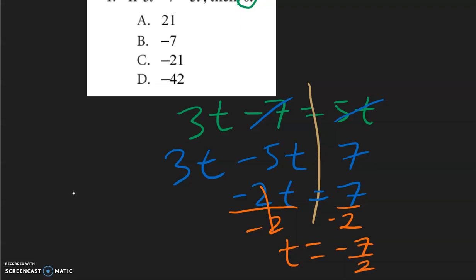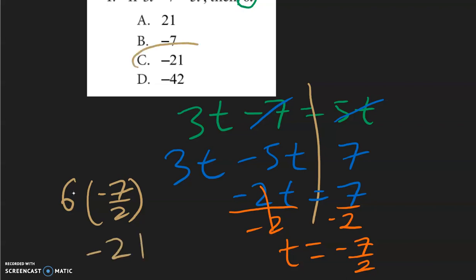And now to find 6 times t, we just need to do 6 times the value, which is negative 7 over 2. So we can multiply the top. 6 times negative 7 is negative 42. Divide by the bottom, so negative 42 divided by 2 is going to be negative 21, which will be answer choice C.